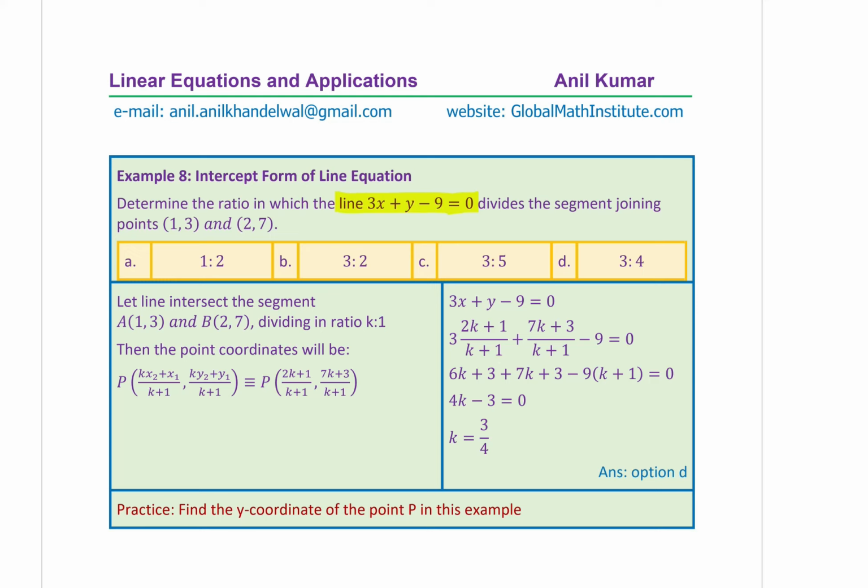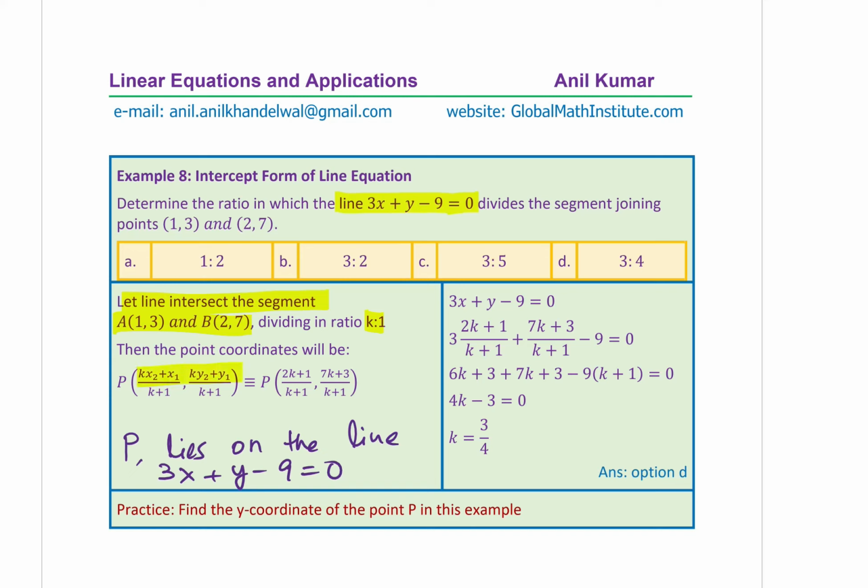Again, the concept here is that the point lies on the line. So the idea is to remember that point P lies on the line given to us, which is 3x + y - 9 = 0. This is kind of important to understand. So let's begin with the solution: we have the intersection of the line segment with the line, and let us say the ratio is k is to 1.